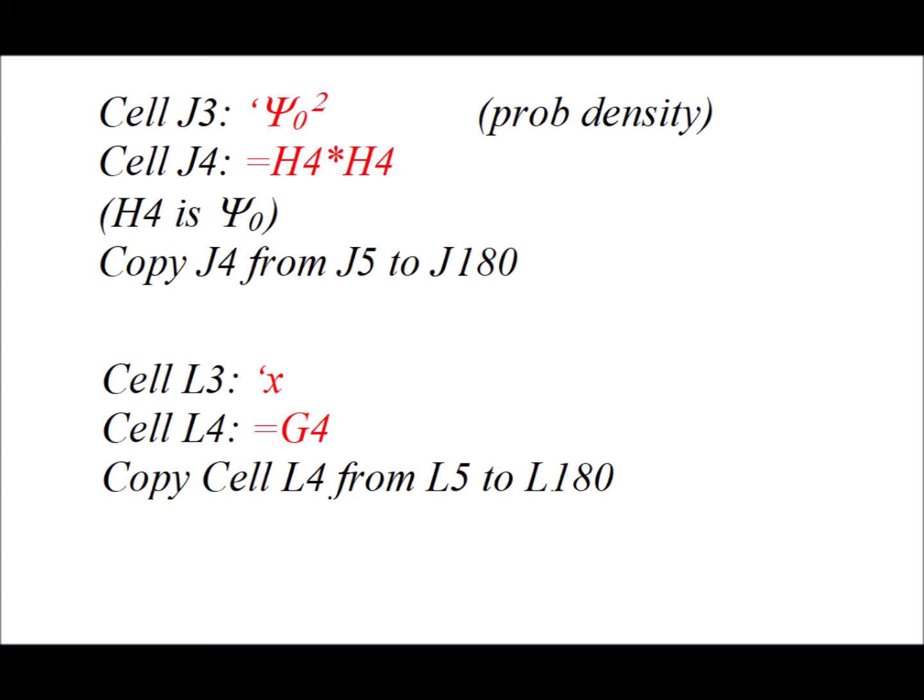Then again in cell L3, we have the label X again, and the formula is L4. We're just copying those values of X into different columns when we need to. We're not recalculating them. And then we copy cell L4 from L5 to L180.